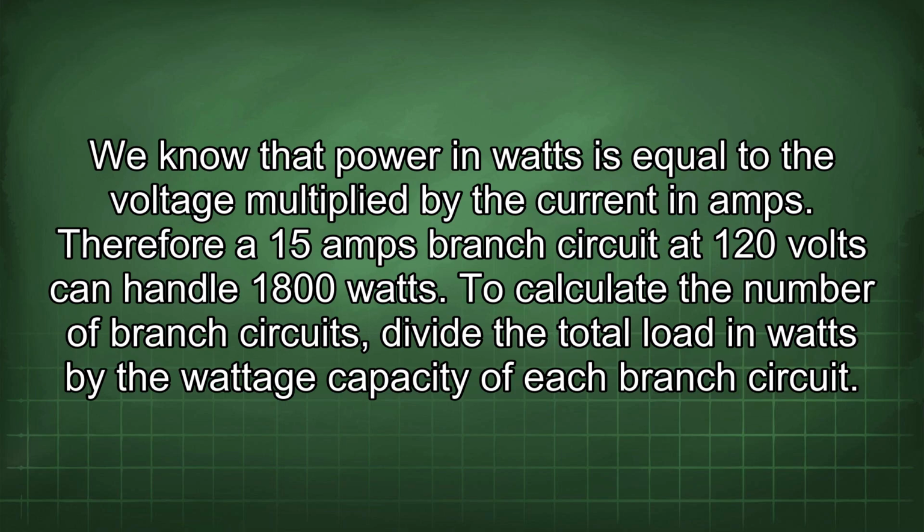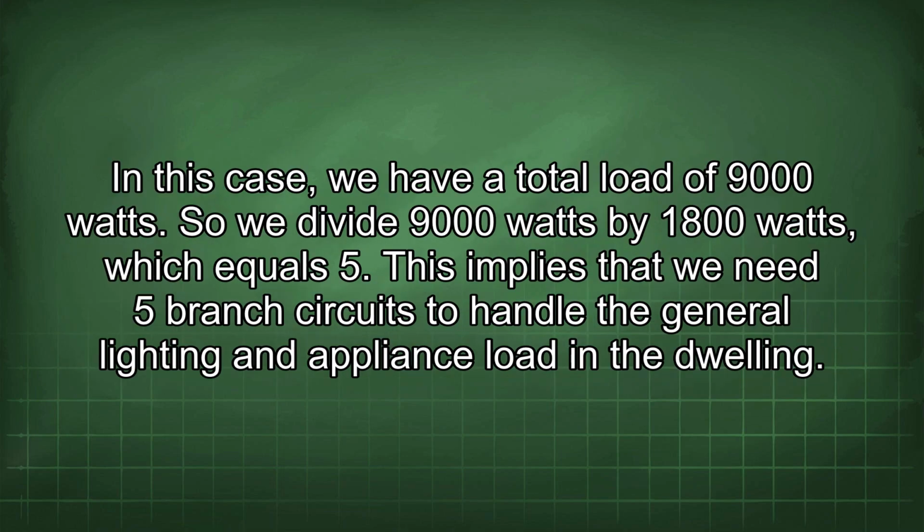To calculate the number of branch circuits, divide the total load in watts by the wattage capacity of each branch circuit. In this case, we have a total load of 9,000 watts. So we divide 9,000 watts by 1800 watts, which equals 5. This implies that we need 5 branch circuits to handle the general lighting and appliance load in the dwelling.